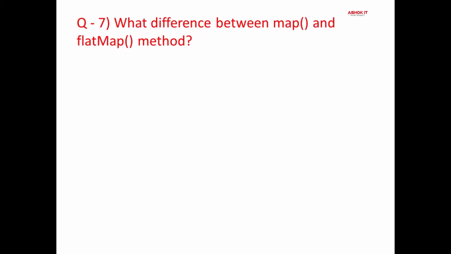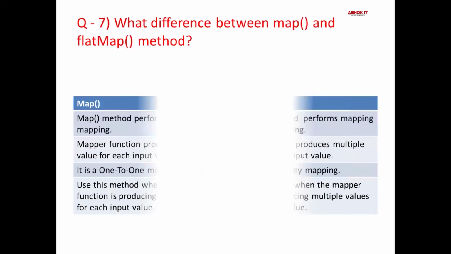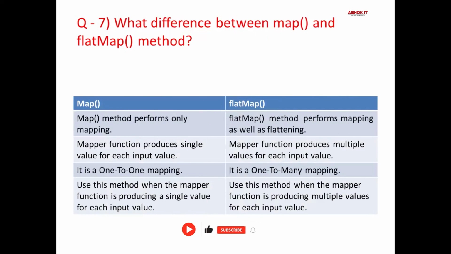Question number 7, what is the difference between map and flatMap? Let's understand this difference. Map processes a stream of values, and flatMap also processes a stream of values. The function passed to a map operation returns a single value for a single input, whereas in the flatMap method, the function you pass to the flatMap operation returns an arbitrary number of values, 0 or more, as the output for a single value. If you are using the map method, one-to-one mapping occurs, and for flatMap, one-to-many mapping occurs.